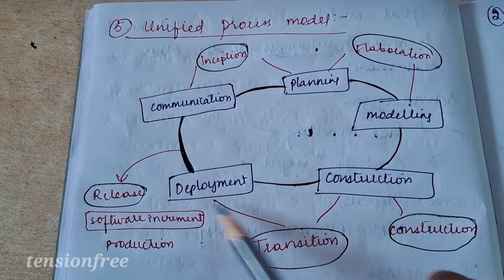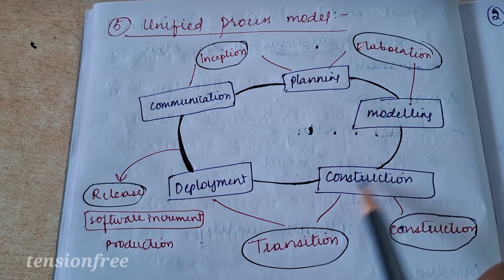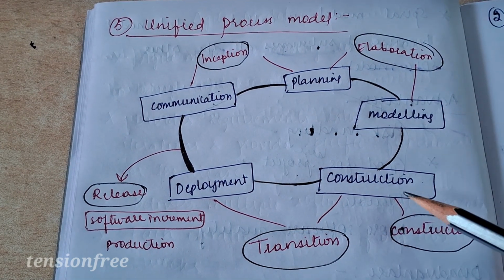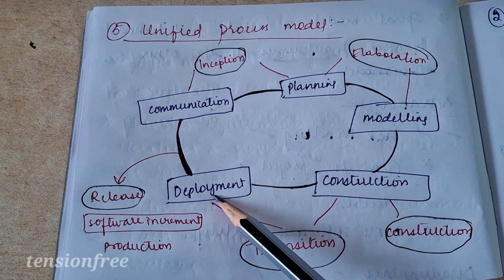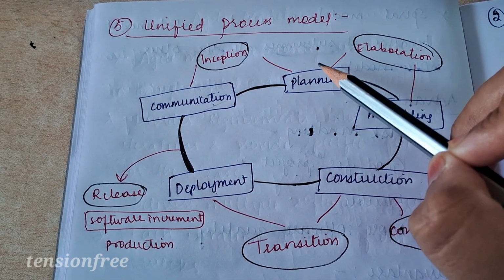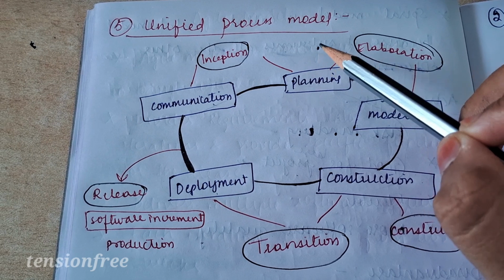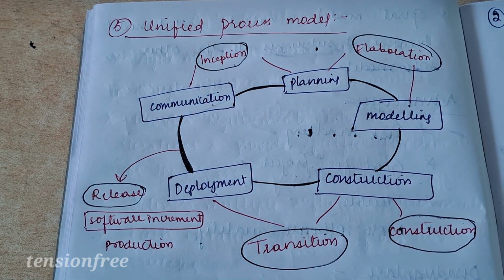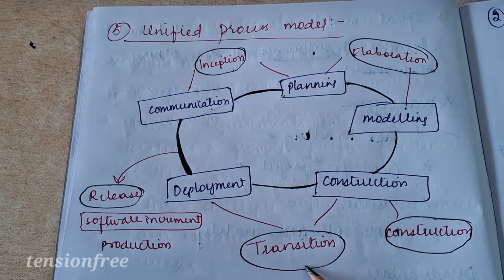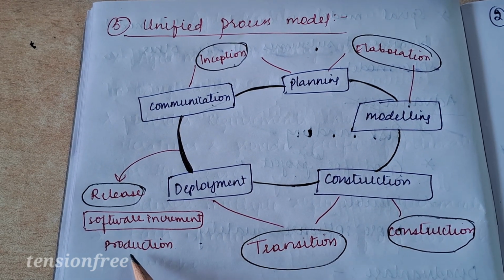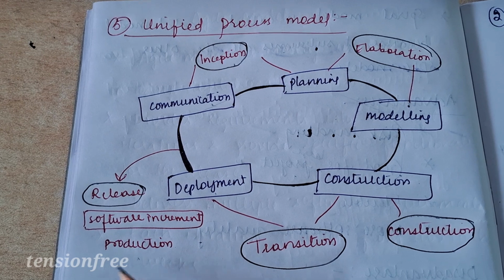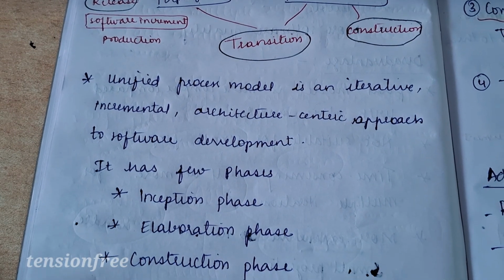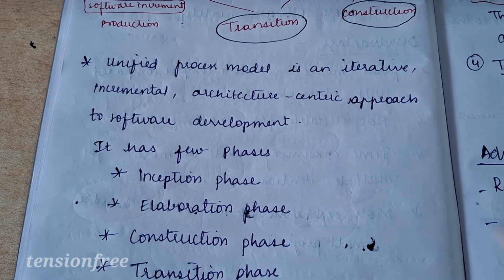These are the 5 steps for the development of the software: communication, planning, modeling, construction, deployment. But in this unified model we have 4 phases: inception phase, elaboration phase, construction phase, and transition phase, and finally we are going to release the product. Coming to the definition and the phases of the unified process model.